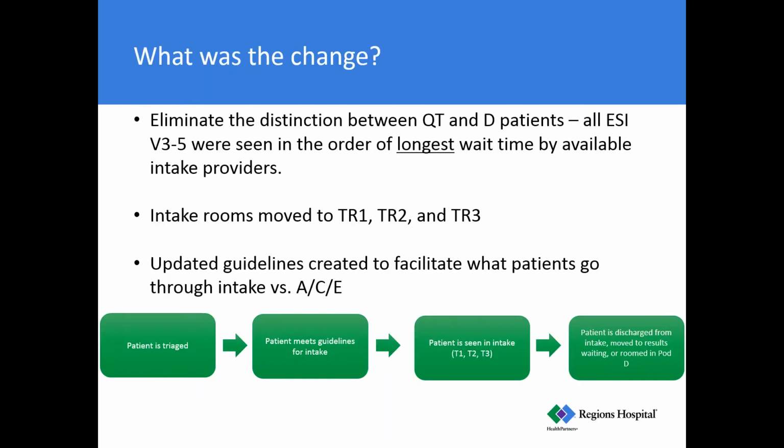So as you all remember, the change that we made recently was eliminating the distinction between QuickTrack and PodD patients. So all ESI vertical 3 through 5 patients have been seen in the order of longest wait time by the available intake providers. We also moved the intake rooms up to the TR1, TR2, and TR3 spaces. And to facilitate that elimination of distinction between QuickTrack and PodD patients, we updated the guidelines that were created to facilitate what patients go through our intake model and those patients that should go through our higher acuity space in pods A, C, and E.